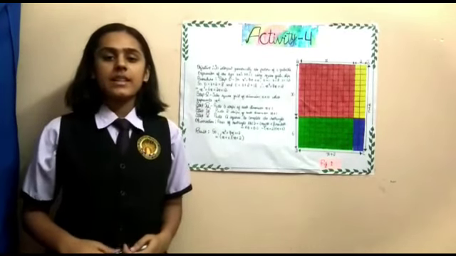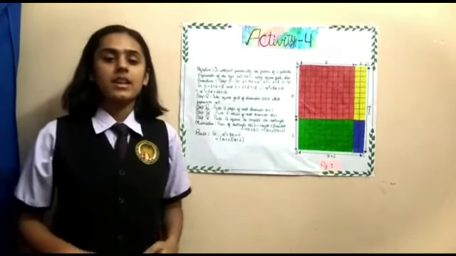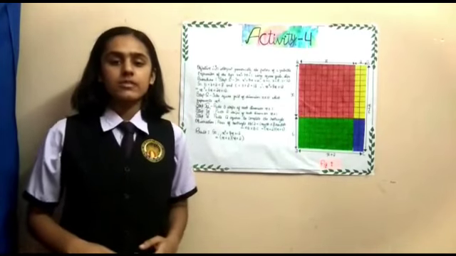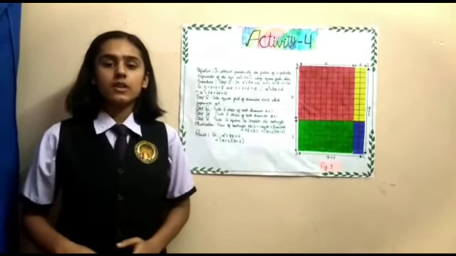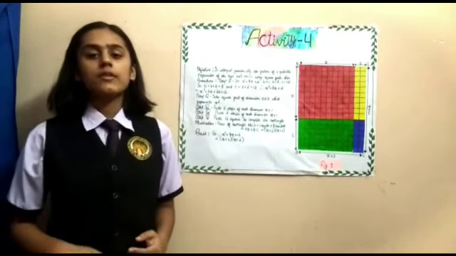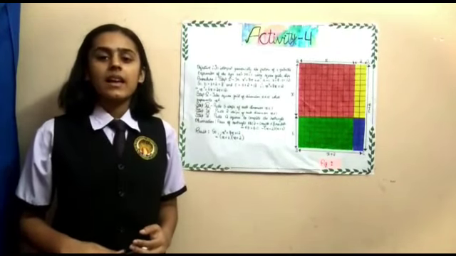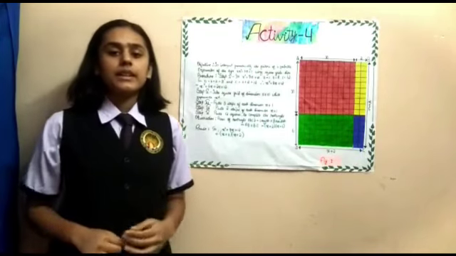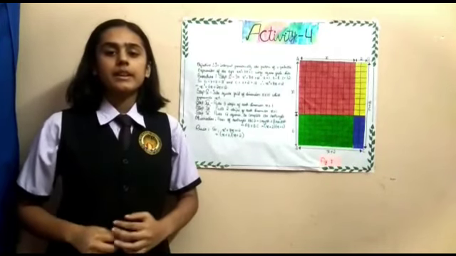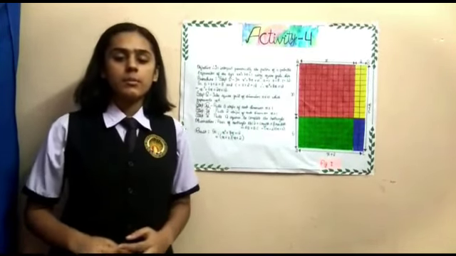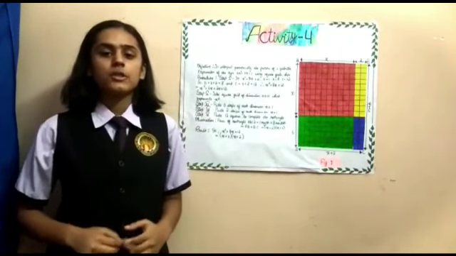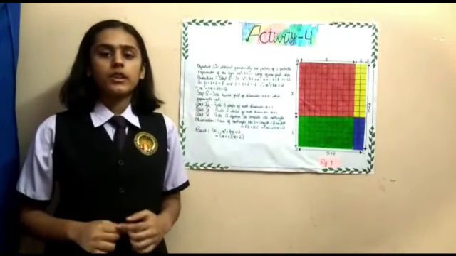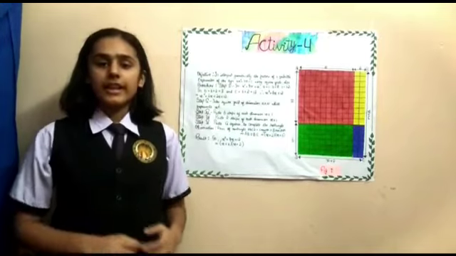Now before starting the activity, let us revise some basics. In a quadratic expression of the type ax square plus bx plus c, a is the coefficient of x square, b is the coefficient of x and c here is the constant. For splitting the middle term, we have to split the middle term b in such a way that the sum of the two parts, that is b1 and b2, should be equal to b, and the product of the two parts should be equal to a into c.